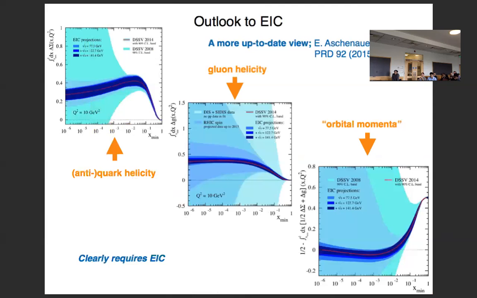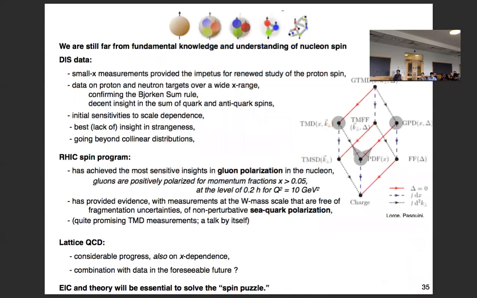So let me wrap up here. I think it's fair to say that we're still very, very far from fundamental knowledge, let alone understanding of gluon spin. DIS data, of course, restarted our field with almost a single measurement, but that by now is quite old. It came about from small x, from a quantity that was small. At times it seems that we overlooked that. There's great value in measuring small quantities.